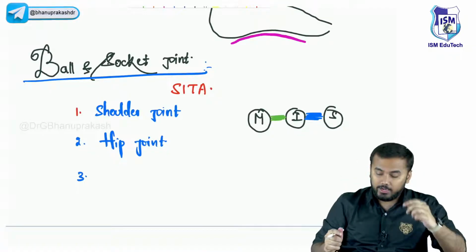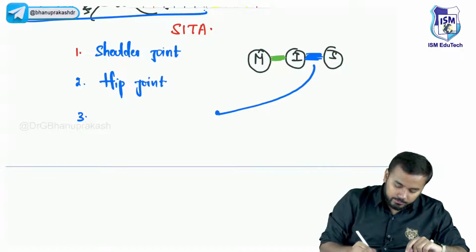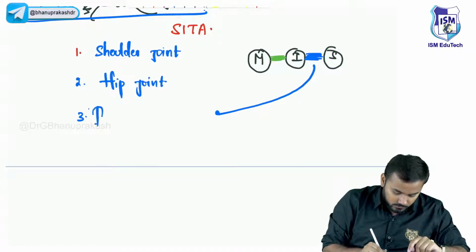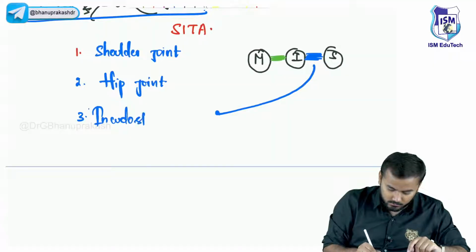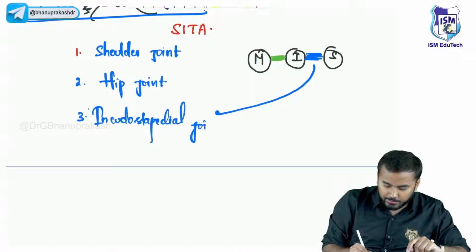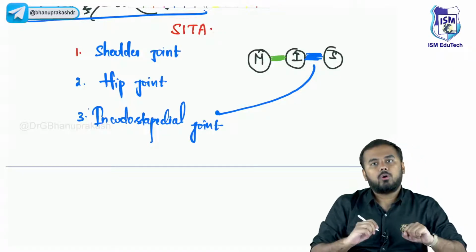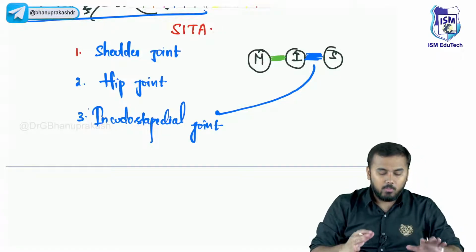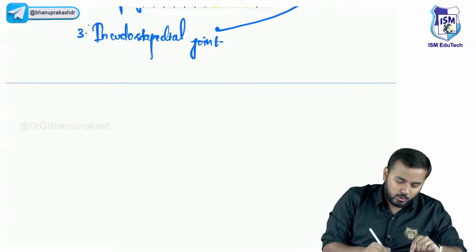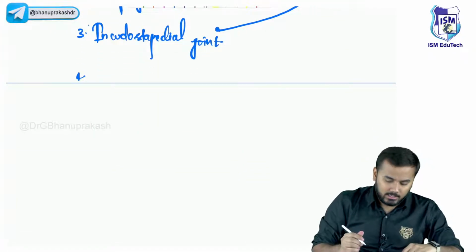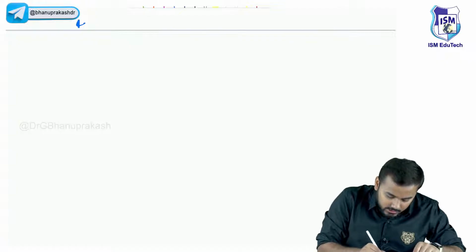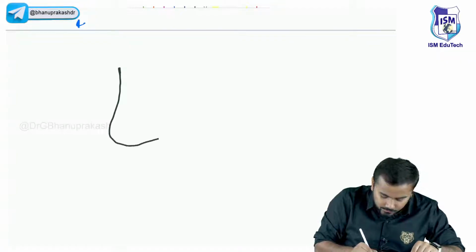What is this joint? Incudostapedial joint. So this is also a type of ball and socket joint. Now coming to the fourth joint, which is a little bit complicated, guys. So just look here. If you understand the picture, you will understand it.